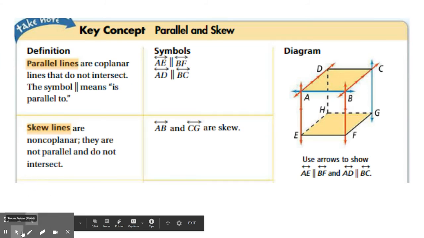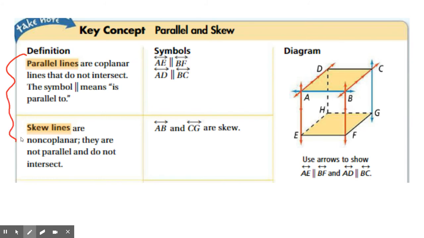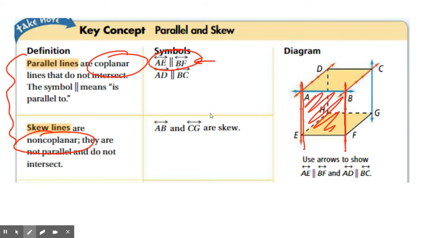Okay, so that was all of chapter 1. All right, so here's chapter 3 on parallel lines. This has been on the state test before, this idea of parallel versus skew and the idea of coplanar versus non-coplanar. If you look at this picture here, let's use AE and BF. AE is up and down, and so is BF, right? They're on this front plane. They're coplanar. They're never going to touch.